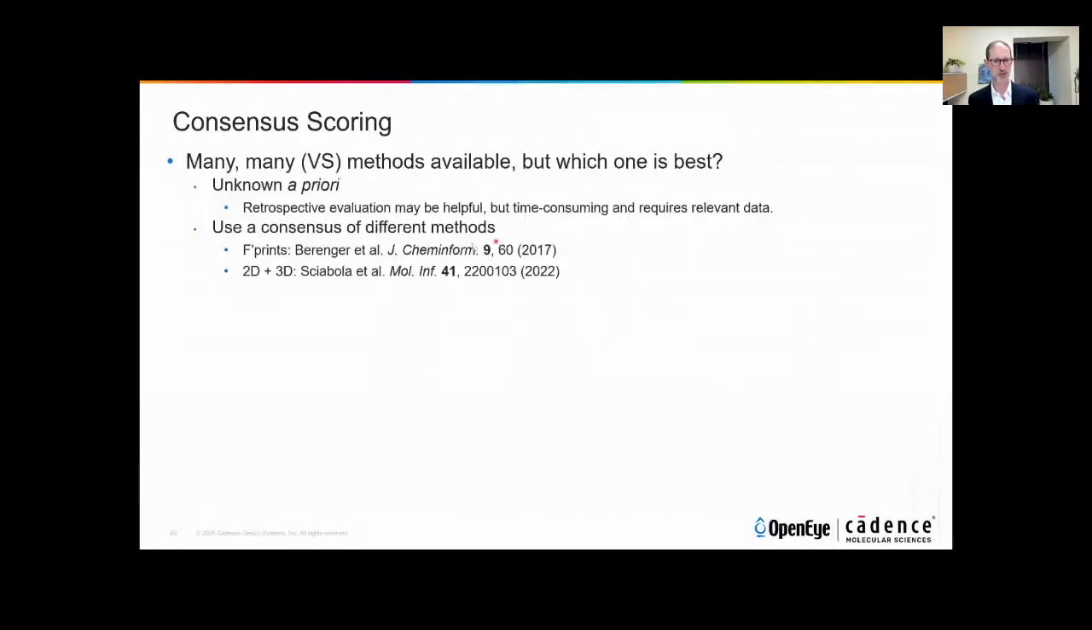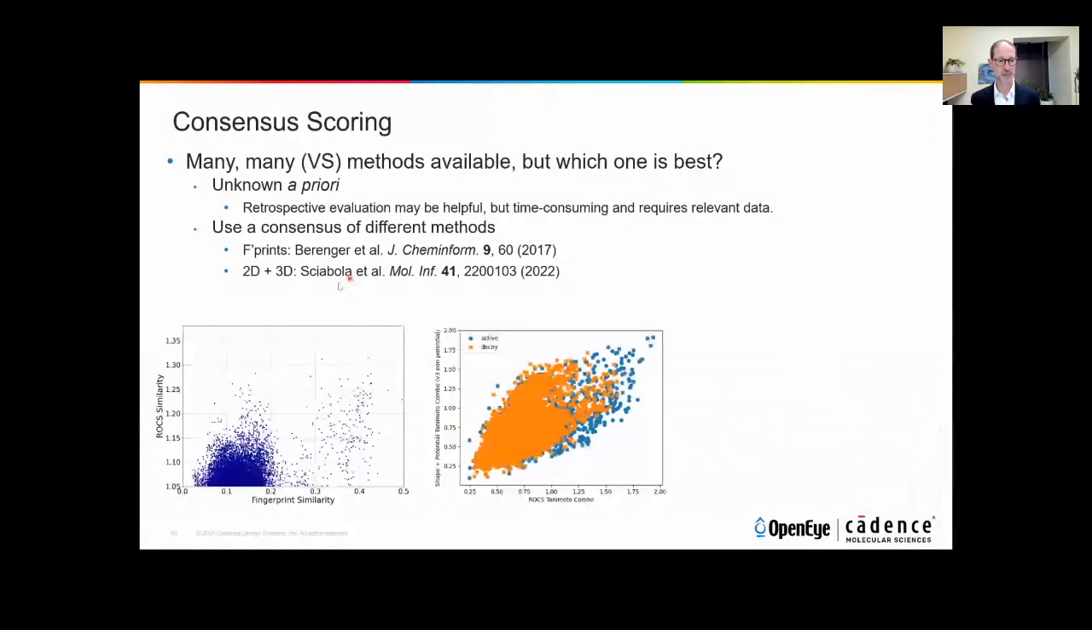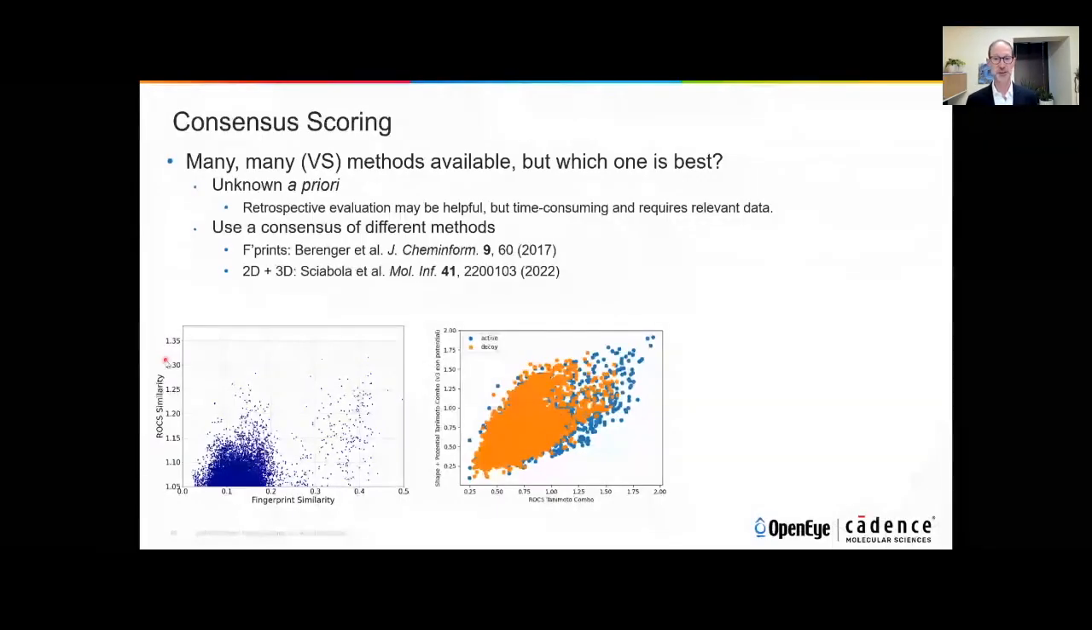I point you to a couple of interesting papers recently, one on using consensus or data fusion with fingerprints, the other combining fingerprint and 3D methods. Again, recall that I showed fingerprint similarity and 3D similarities are very different, so it only makes sense to use them together. When you do, you can get quite significant improvements in performance.